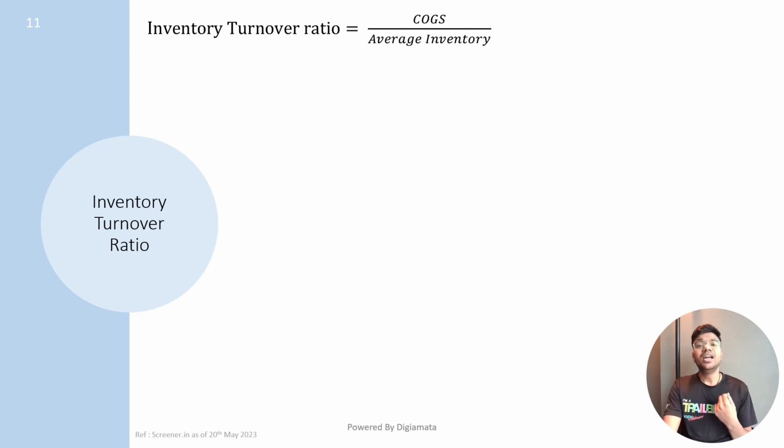Now the important action point to remember here is that if your inventory turnover ratio is less than 1, that basically means your inventory is piling up, your sales are going slow and you are overstocking, and that is not a good sign. On the other hand, if your inventory turnover ratio is high, say greater than 3, that means you have better sales or you have better inventory management skills.